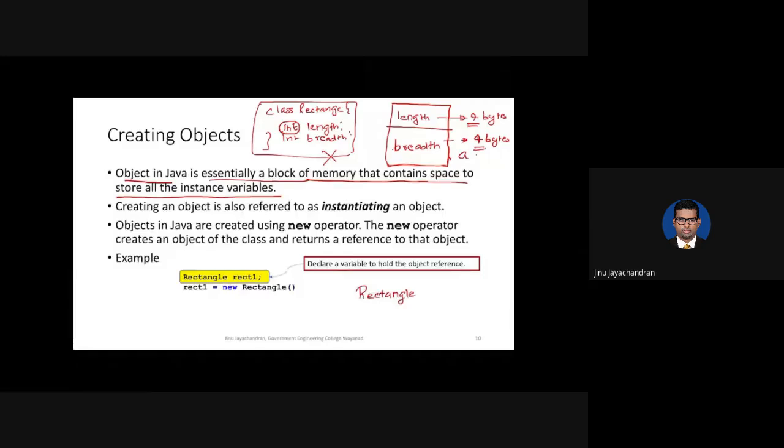Rectangle rect1, as it is seen here. When you make such a declaration, you are creating an instance of the class Rectangle. Once you create the instance of the class Rectangle with the name rect1, then it will allocate this memory. That is a very important concept.